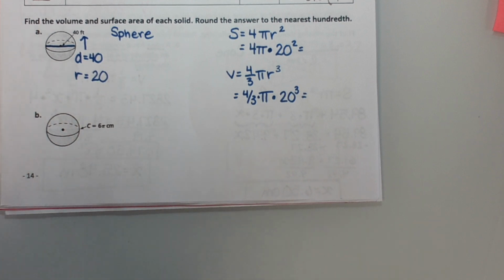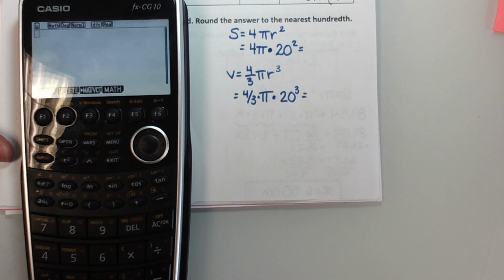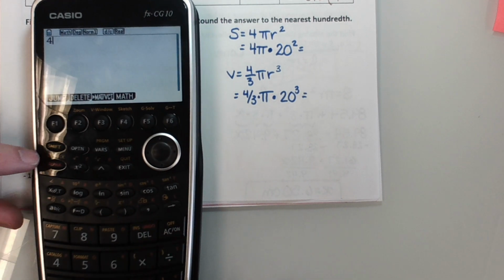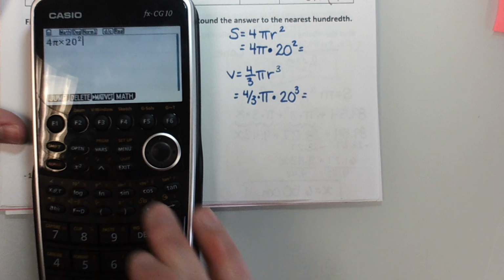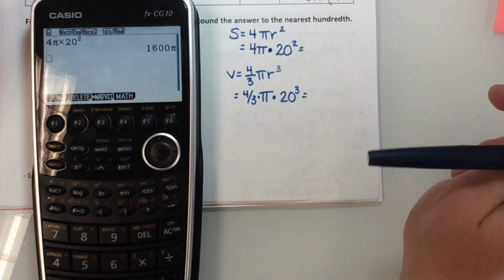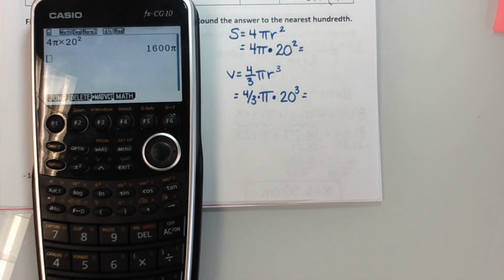How do I put 4/3 into a calculator if I don't have a fraction button? It's just 4 divided by 3. So, 4, times pi. It's not the end of the world if I don't put the times pi between the 4 and the pi here. Times 20 squared. If you have a fancy calculator, it'll do something like mine. What is mine doing? Yeah, 1600 pi. What is that?